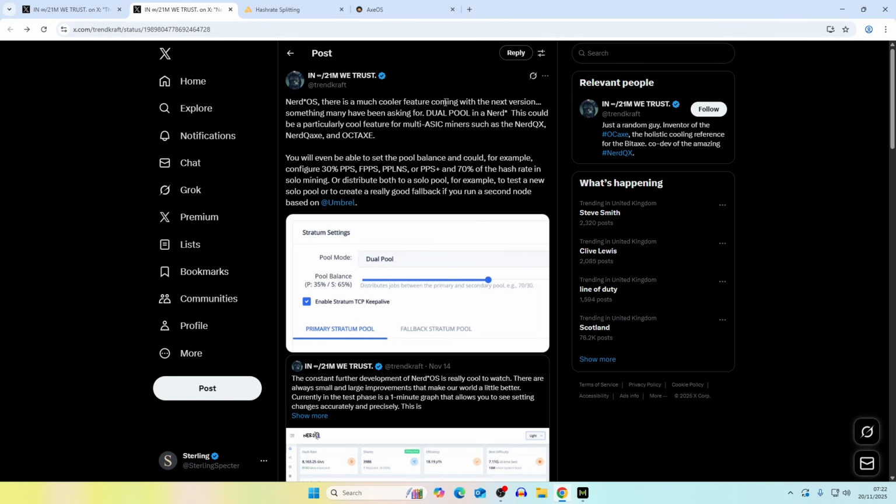Nerd OS, there's a much cooler feature coming in the next version. Someone may be asking for a dual pool in the Nerd OS. This could be particularly cool for multi-ASIC miners such as NerdQX, NerdQAxe, and OctAxe. You'll be able to set the pool balance and could, for example, configure 30% to these different variations of pool payouts and 70% of the hash rate into solo mining, or distribute both to a solo pool, for example, to test a new solo pool, or create a really good fallback if you run a second node.